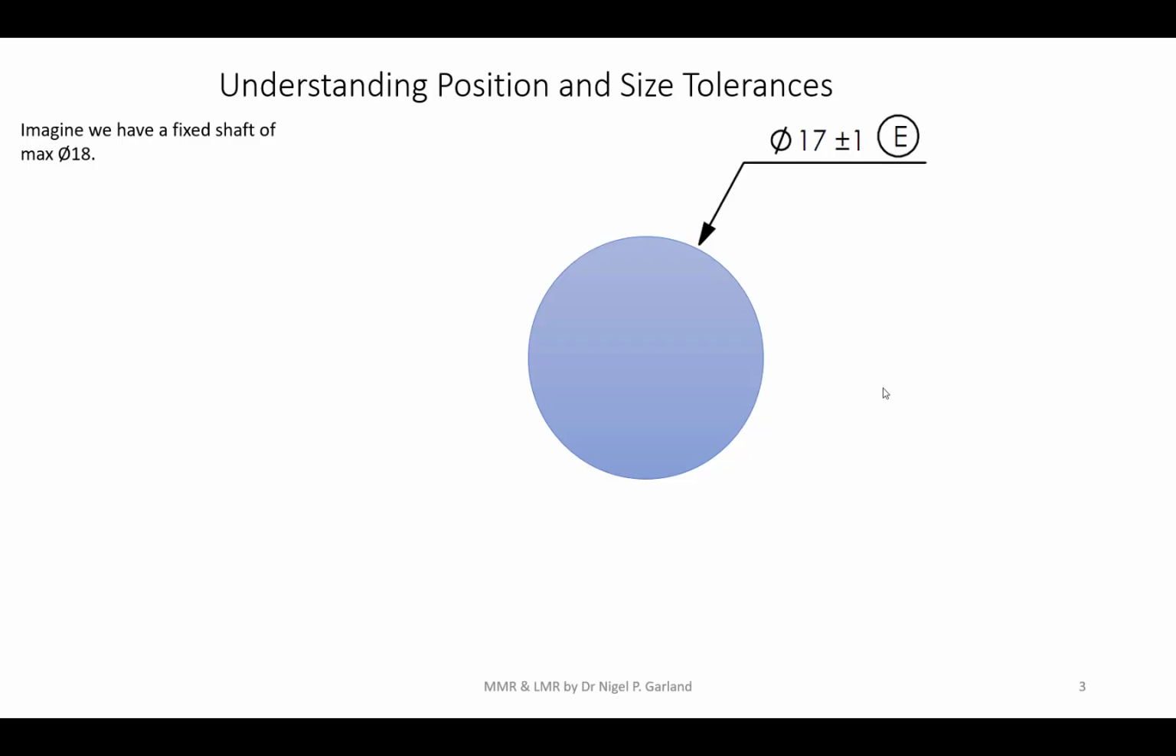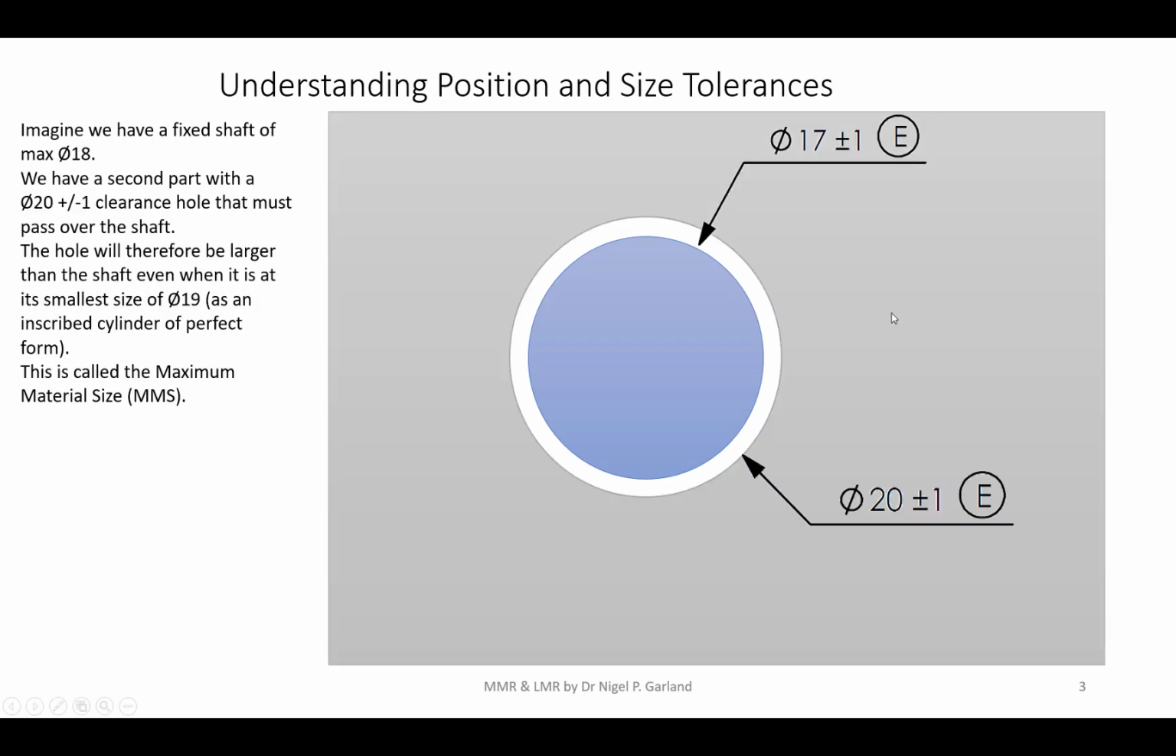So imagine we have a fixed shaft of 18mm diameter maximum size, so it's 17 plus or minus 1. And we'll have a second part with a hole in it, and we want to drop that part over that shaft feature. The shaft feature could be a bolt or a stud or something like that, but we definitely don't want to use that stud or shaft feature to control the location of the second part, and we're not trying to control the location of the shaft. We just want it to drop over it without forcing each part out of position.